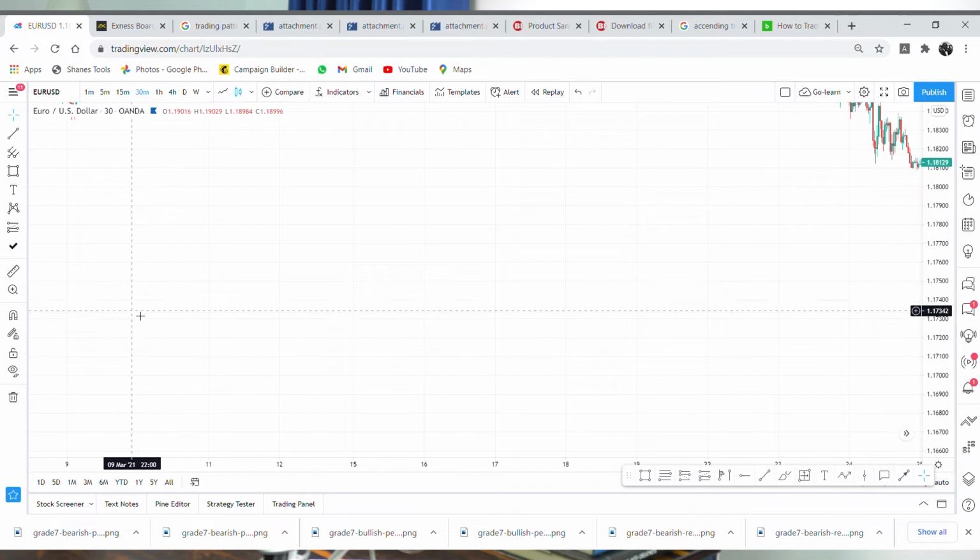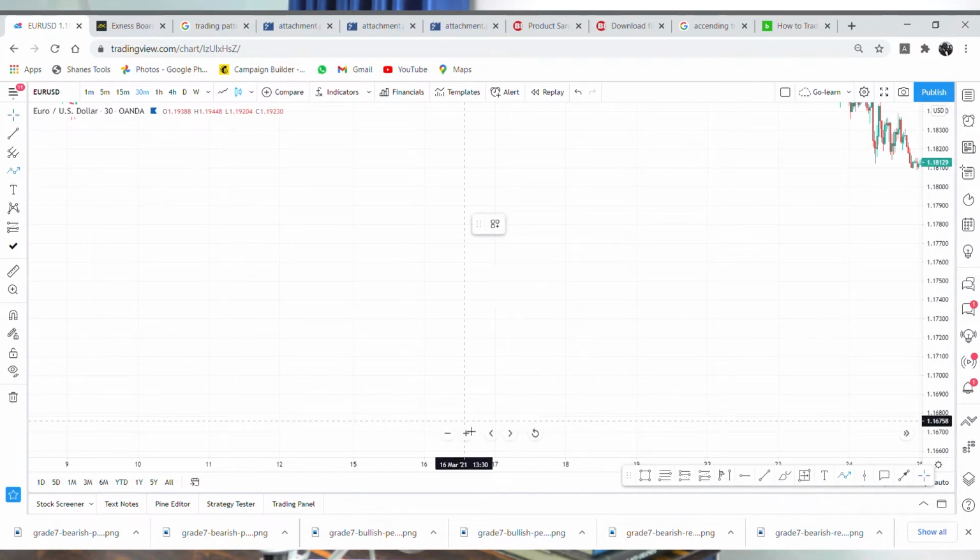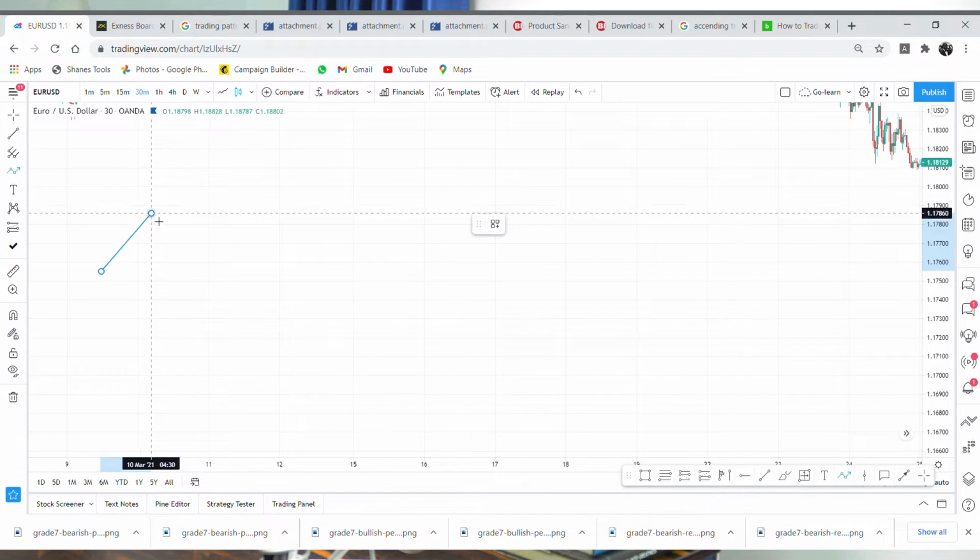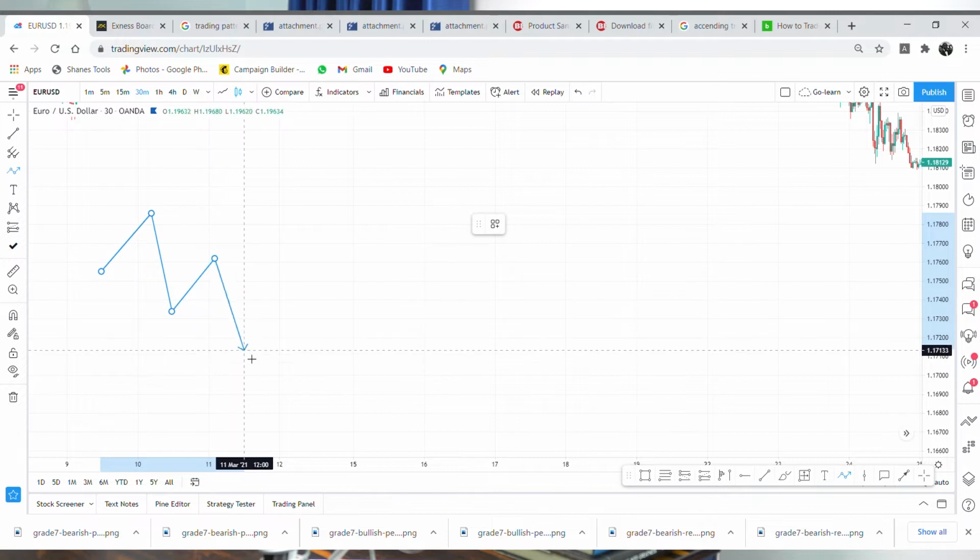So if you're looking at the screen right now, let me show you how you can identify that. Take a look at the chart now, take a look at my screen. Let's say the market is in a downtrend, right? The market is making lower lows and lower highs.